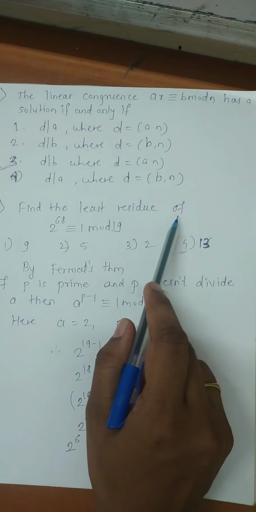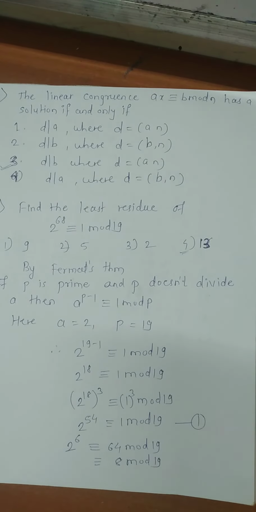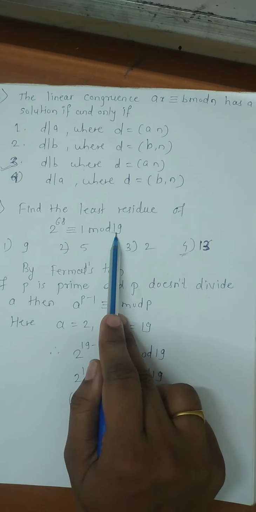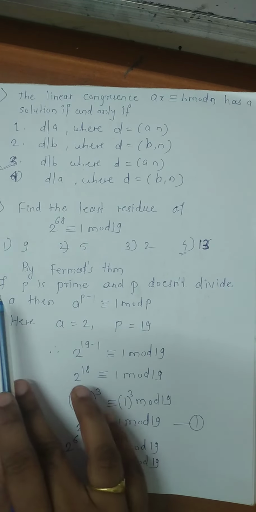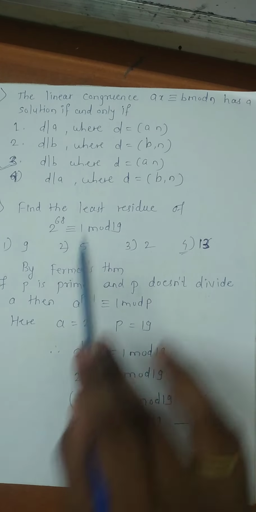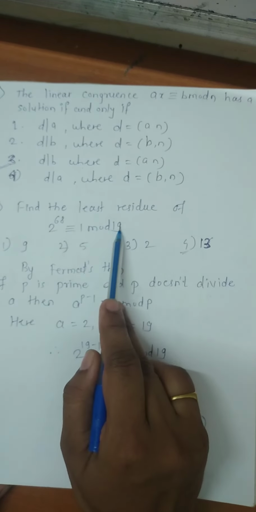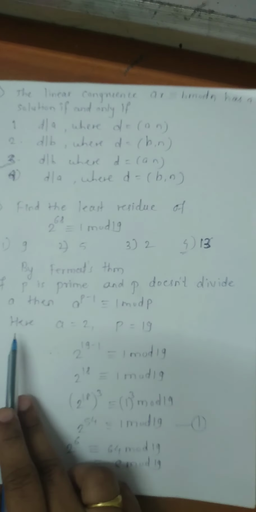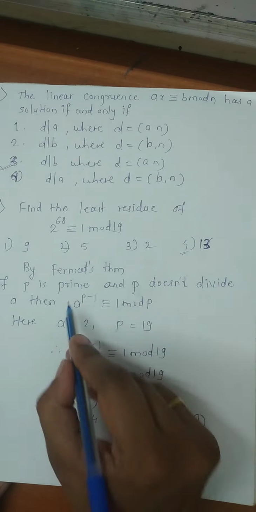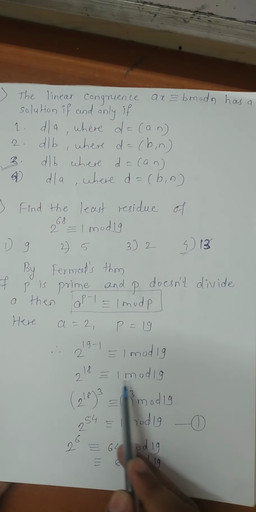Find the least residue of 2 to the power 68 modulo 19. Yes, so use Fermat's theorem here because 19 is a prime number. If p is prime and p doesn't divide a, then a to the power p minus 1 is congruent to 1 mod p. 19 is a prime number, hence we are applying Fermat's theorem here. And the GCD of 2 and 19 is 1. Here a is equal to 2, p is equal to 19. Put the values of a and p in this formula. So you will get 2 to the power 18 is congruent to 1 mod 19.